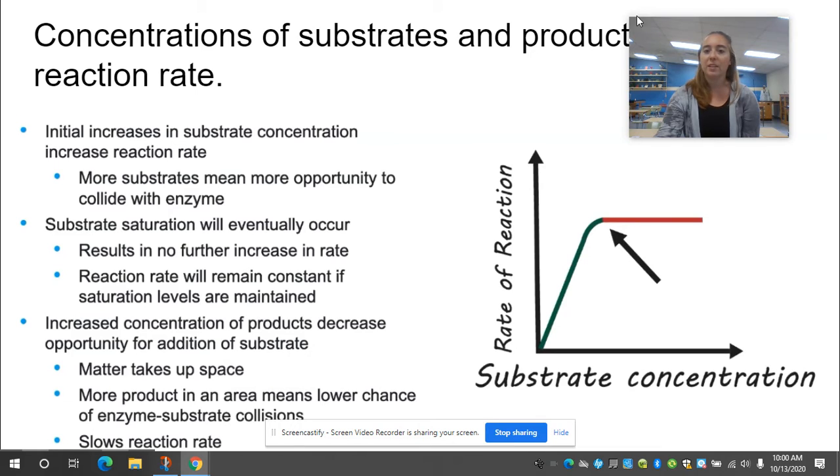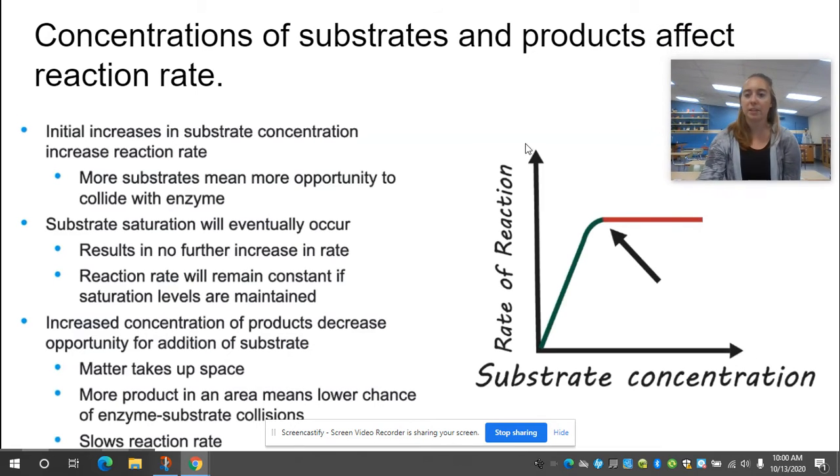We're going to see here that the substrate amounts also impacts it. So we've talked about the temperature, we've talked about the pH, but just having a lot of substrate is also going to be good. And this makes sense because the more substrates that we have, the more likely it is that they're going to collide with the particular enzyme. And substrates will eventually become saturated, which means that we'll see no more increase even if we keep adding more substrates to the reaction. So the reaction rate will actually become constant or maintained.